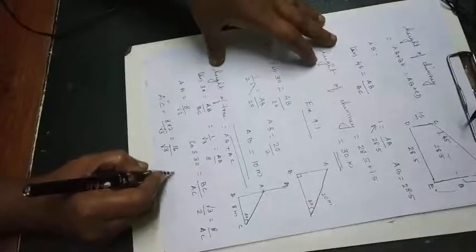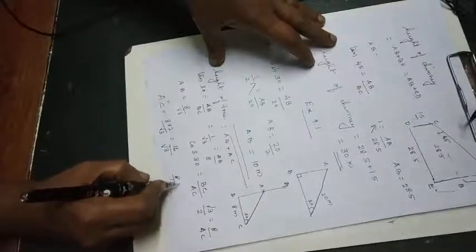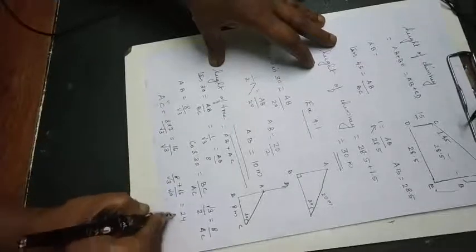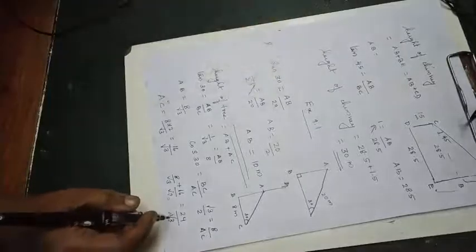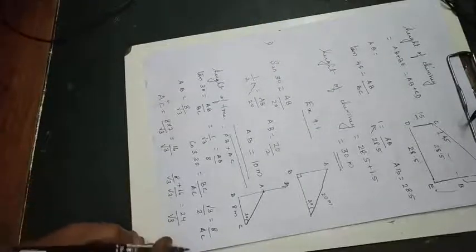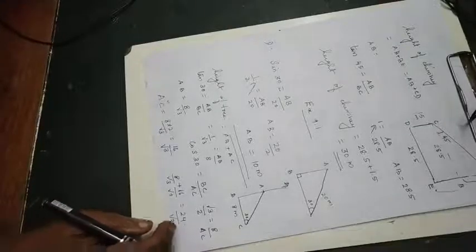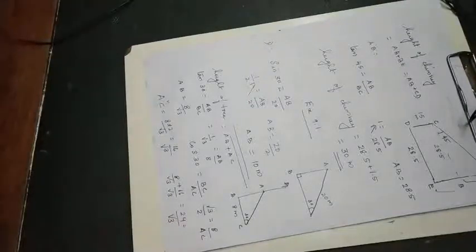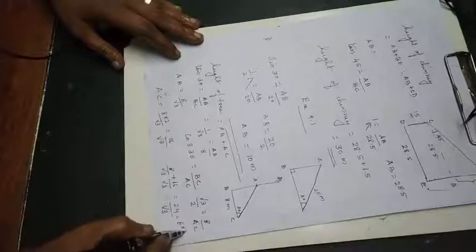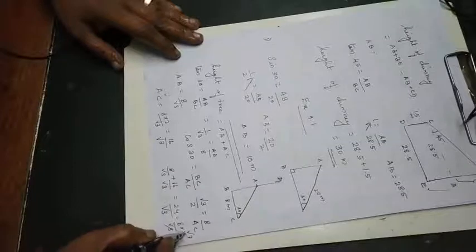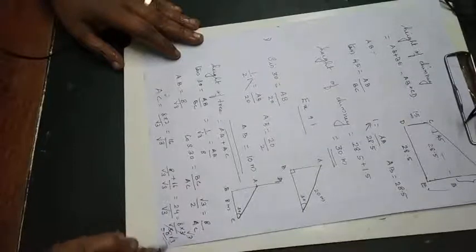So what is the height of the tree? That is 8 by root 3 plus 16 by root 3, so 24 by root 3. Here the root 3 value is not given, so you can keep it as 24 by root 3. You can write it as 8 into 3 by root 3, and cut that one. So it will be 8 root 3 meters.